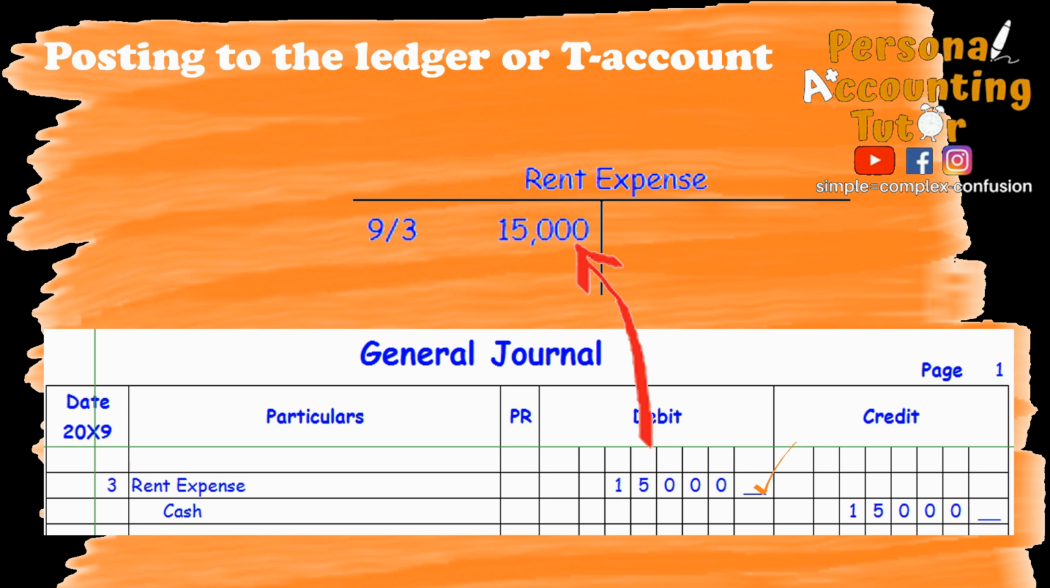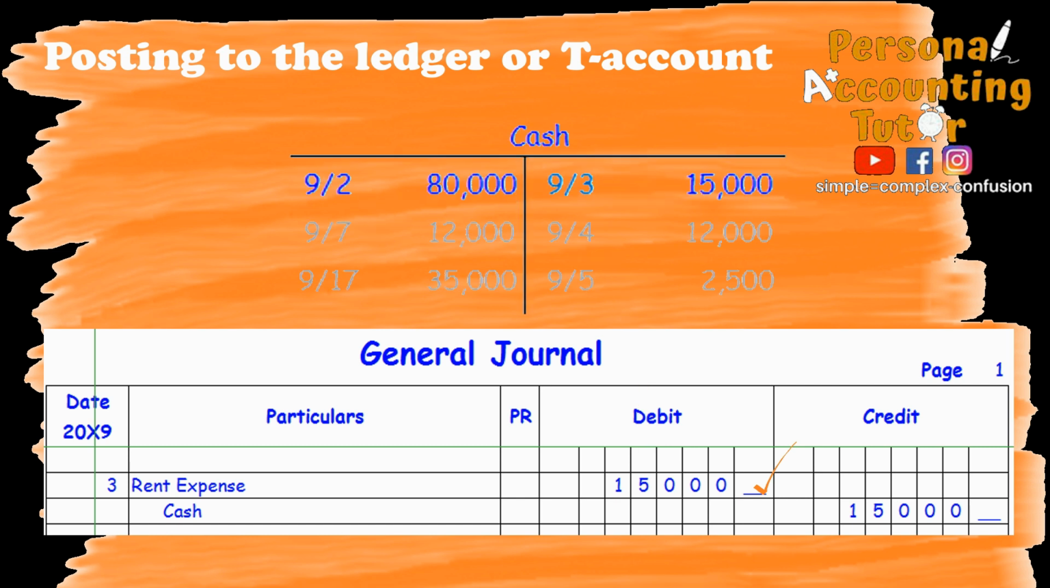Next, go back to cash T account and post in the credit side 15,000 because the entry simply says credit, a decrease in cash. Leave a mark on the journal again once posted. Yes, that's it. Wonderful. We're making progress one step at a time. Now it's time for you to finish the rest of the entries, then go back here to check your postings.